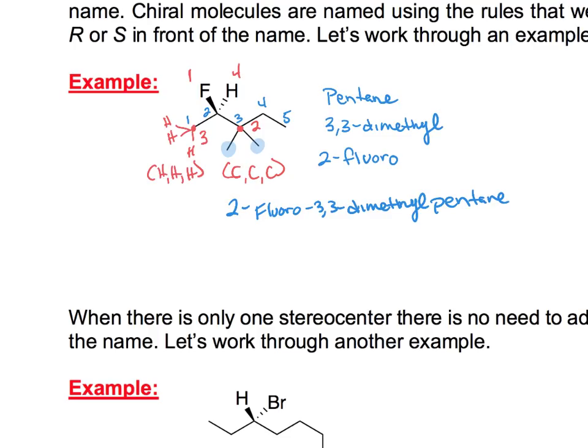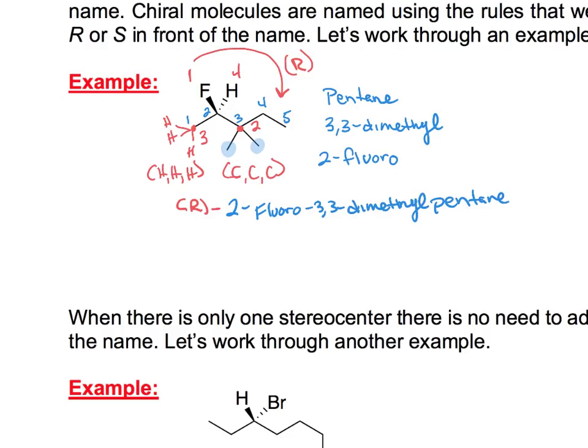This would be 3. Our lowest priority group is going away from us, so we can ignore it and then count from 1 to 2 to 3. And when we do that, 1, 2, 3, we're going in a clockwise manner. So this would be an R stereocenter. And the way that we add this to the name is it's going to go out front in parentheses. So in this case, it's going to be R-2-fluoro-3,3-dimethyl pentane.